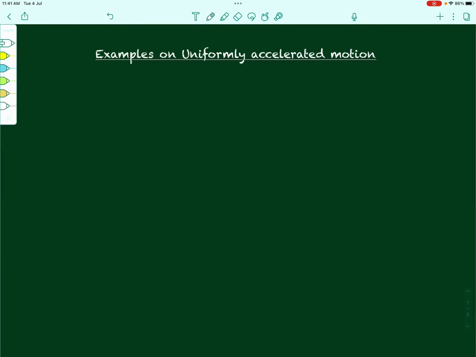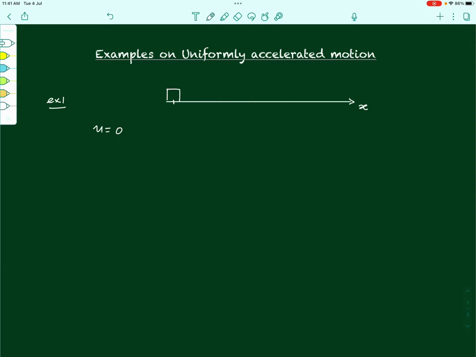Now let us look at a few examples based on uniformly accelerated motion. Let's take the first example, which is a body starts from rest and moves along the positive x-axis. So there's a body that moves like this along the x-axis. It starts from rest, that means it's given that the initial velocity of the body is 0, u is equal to 0. So here's the body, let's say.